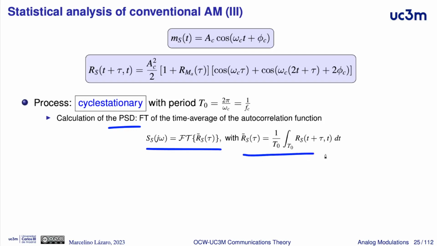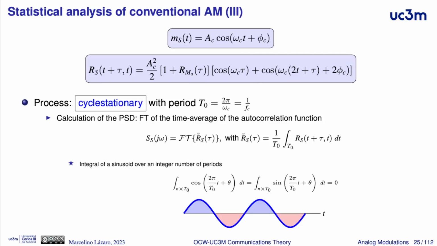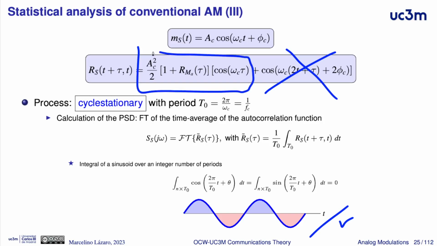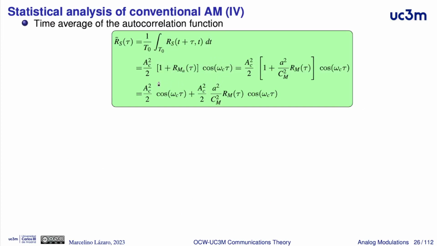To compute this time average of the autocorrelation function is relatively simple, because basically, with this common factor here, we have two terms. This one doesn't depend on the time, so the time average is itself. And when we consider the other term, if we take into account that we have the integral over an integer number of cycles of a cosine, this integral is 0. Therefore, the time average of this term is 0, and finally, the time average of the autocorrelation function is equal to this term that we have here.